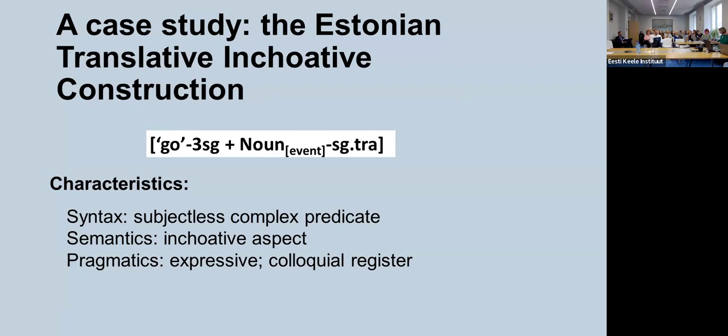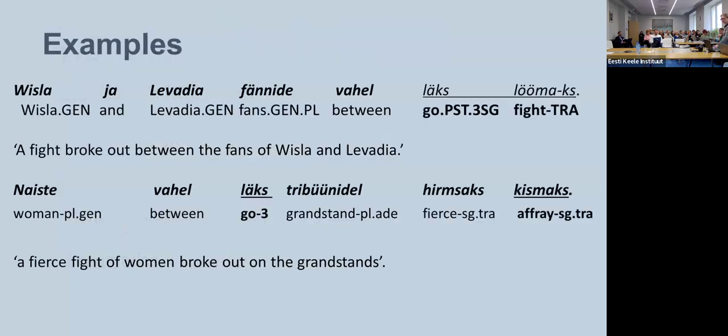The construction does not have a subject, but the arguments can be realized as adjuncts. And it is also pragmatically specific. It's an expressive construction, only occurs in colloquial register. So for example, Visla ja Levadia fännide vahel läks löömaks. So literally, between the fans of Visla and Levadia, two football clubs, went into a fight, meaning a fight broke out between the fans of Visla and Levadia. So there is no subject, but the participants are realized as an adjunct.